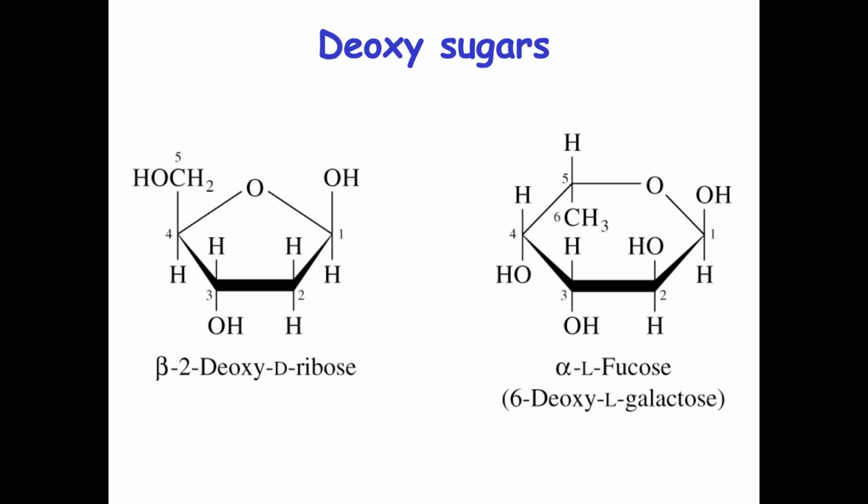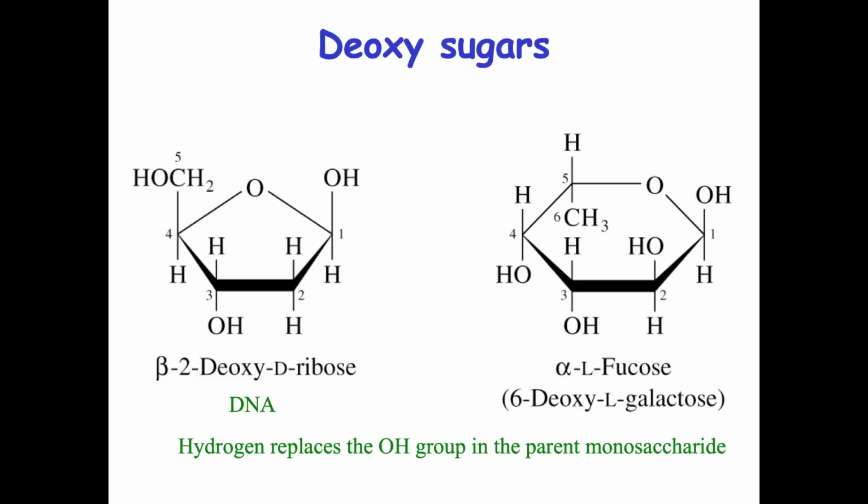So deoxy sugars are another group of sugars. What we see here is beta-2-deoxy D-ribose. This is found in DNA. And also we have alpha-L-fucose, which is also 6-deoxy-L-galactose. And what we see here is that at the 6th position, here we are lacking in oxygen, and then here at the 2 position we're lacking in oxygen. And so in all of these, the hydrogen replaces the hydroxyl group in the parent polysaccharide.